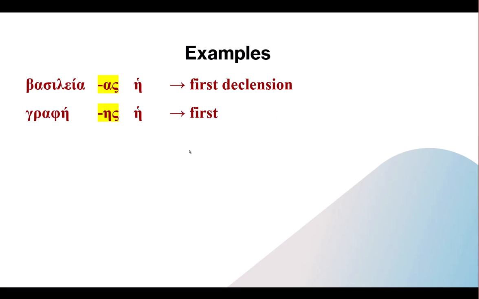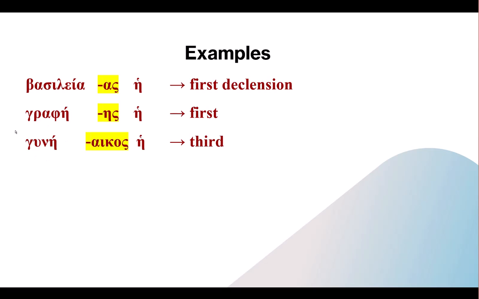Here's some examples. So we have basileia. In the lexicon, you'll see that the genitive singular is as, alpha sigma. And then the he tells you it's feminine. This is first declension. Another example, graphe. So we have eta sigma as the genitive singular. It's feminine. This is first declension.